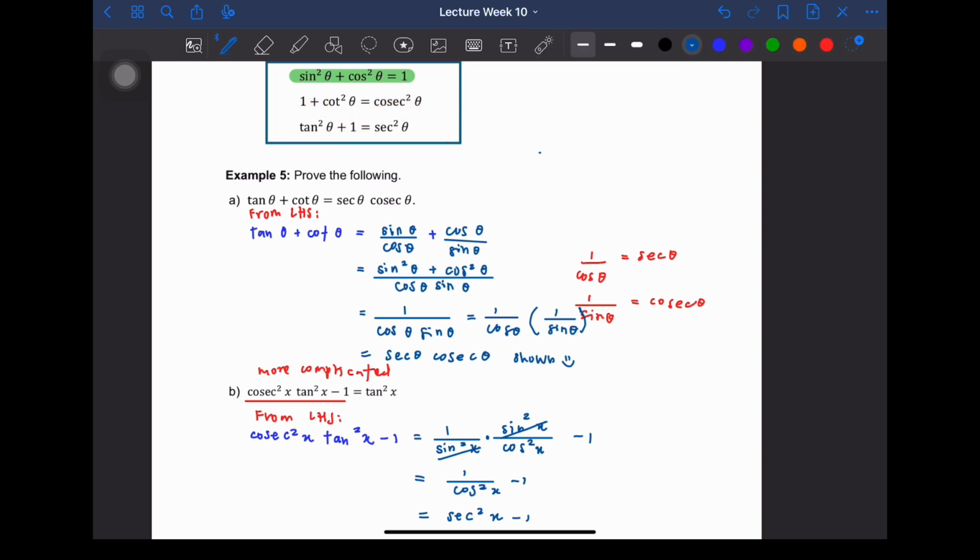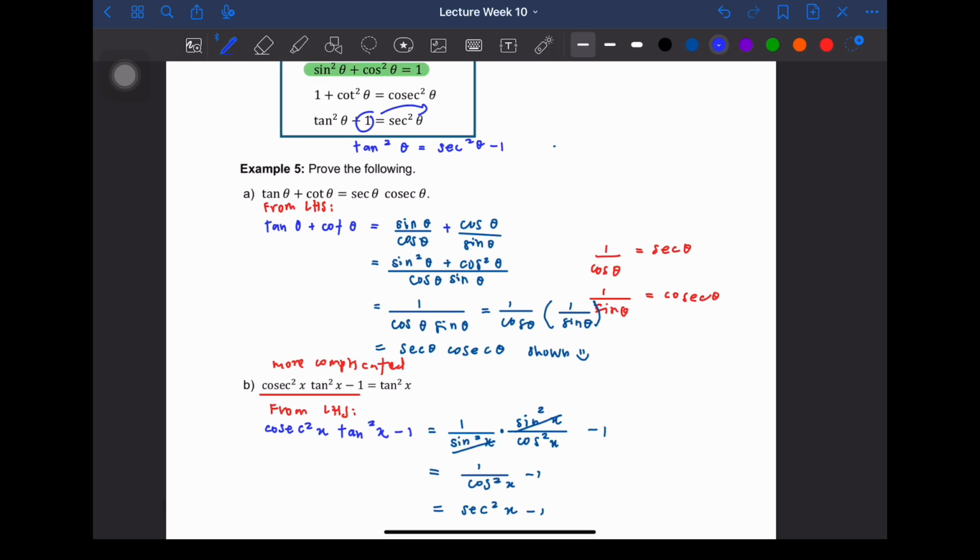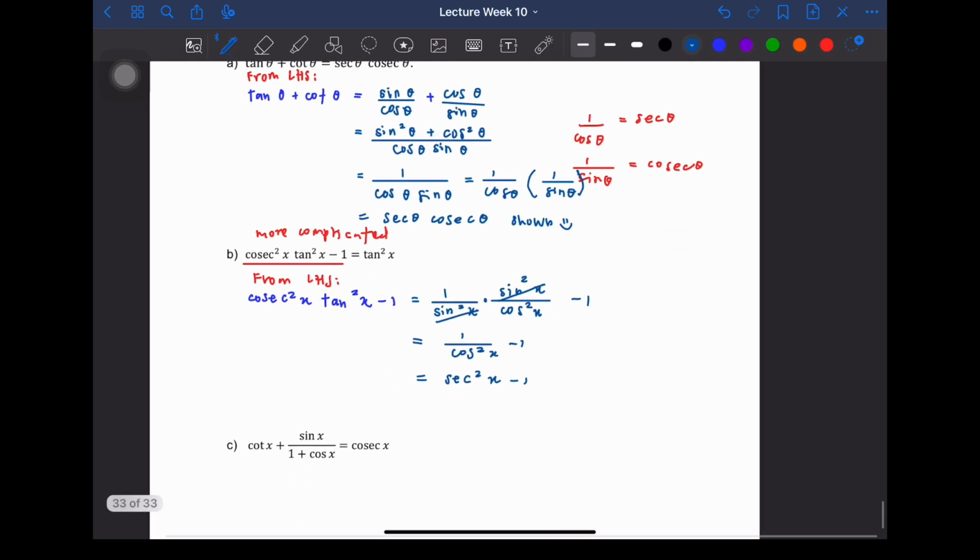Okay, so tulis lagi sekali dekat atas ni. Kalau kita bawa satu ni pergi ke kanan, so kita akan dapat tangent square theta is equal to secant square theta minus 1. Okay, so tukar je angle dia sekarang menjadi x. So that's why kita akan dapat secant square x minus 1 is equal to tangent square x. Okay, so we have our answer, tangent square x. Right, so this is equal to shown.